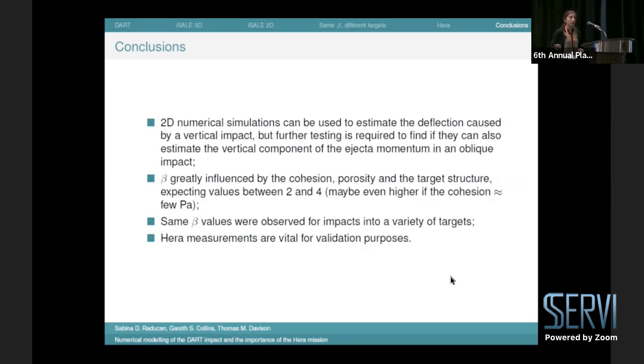beta. So for numerical models, we really have to go really low with the cohesion. But then we also saw that we can have the same beta values from a variety of targets. So to take full advantage of this amazing experiment that is DART, and to validate our numerical models and to transform the data from DART into a repeatable and well-understood experiment, we do need the Hera measurements. Thank you.